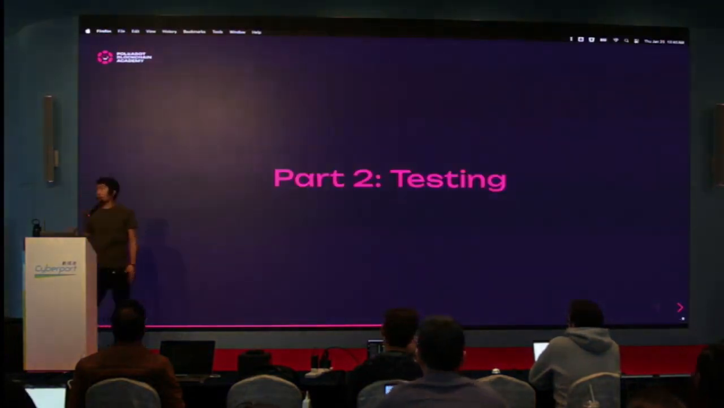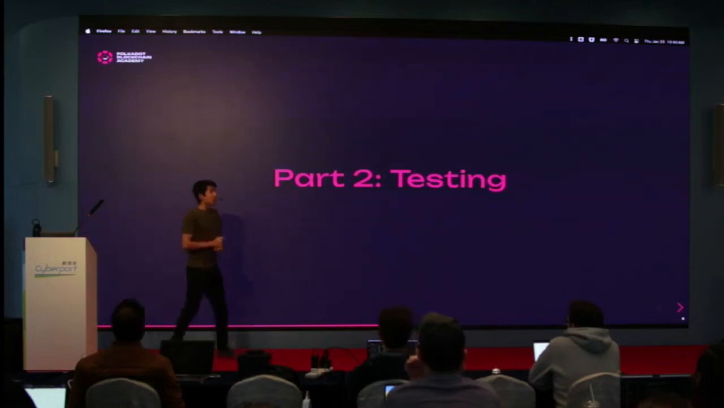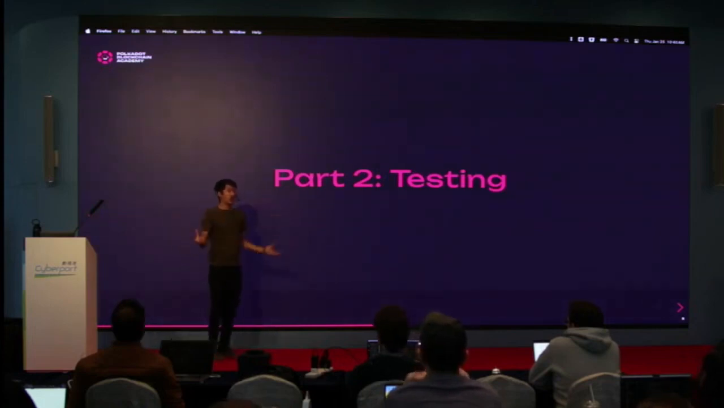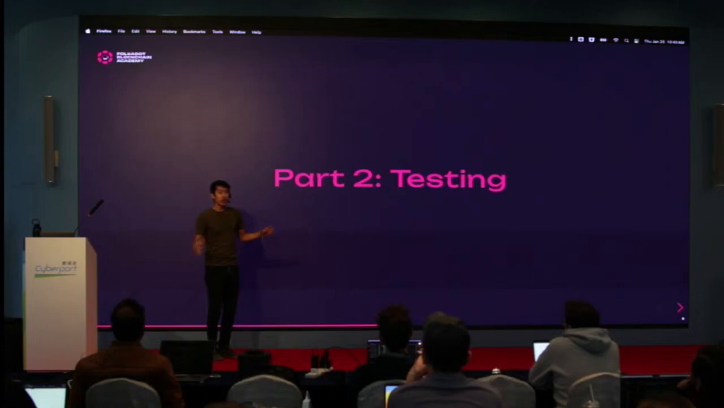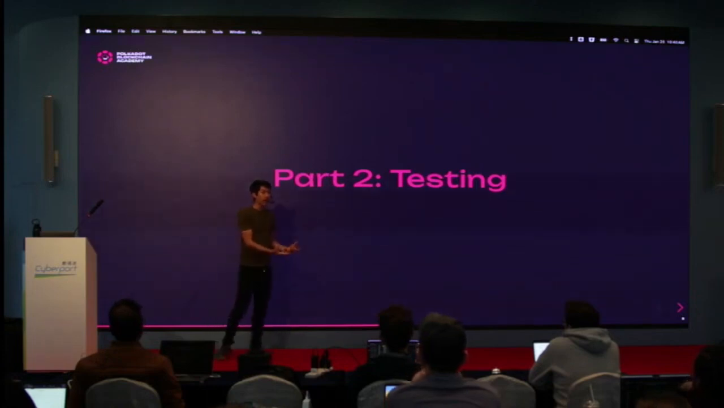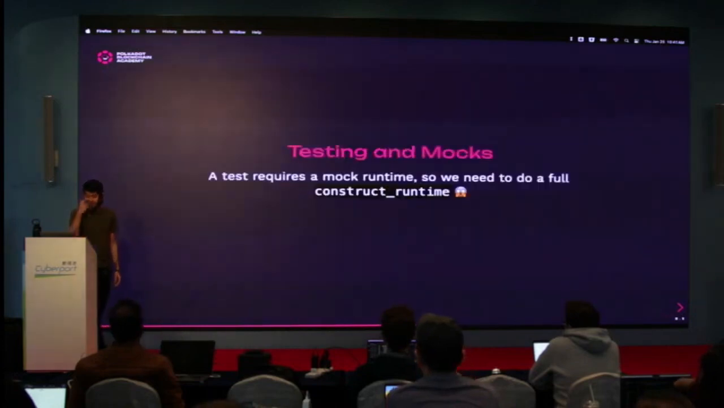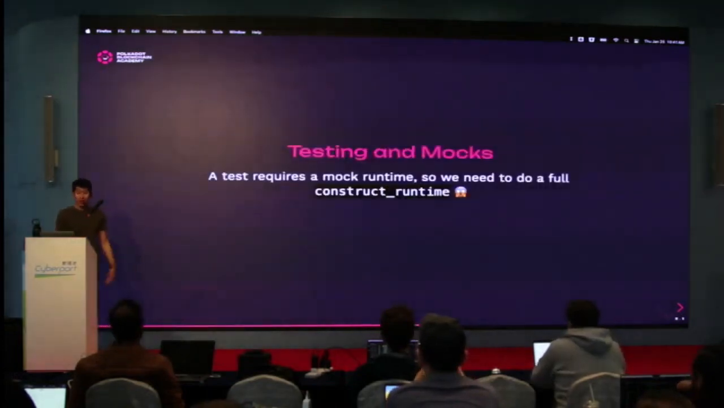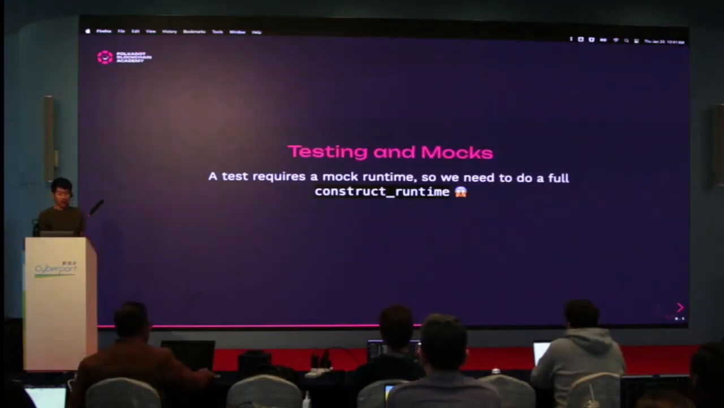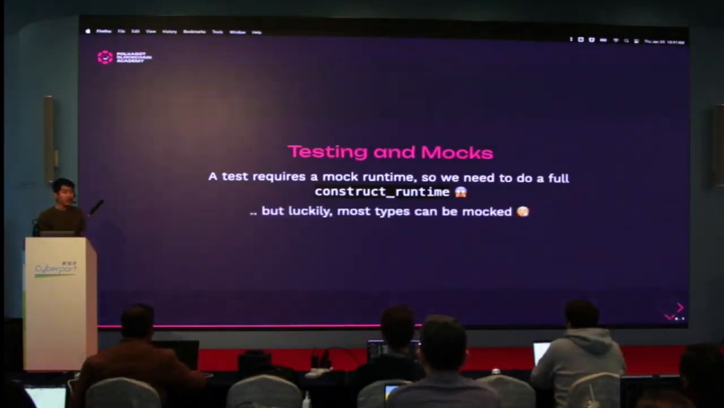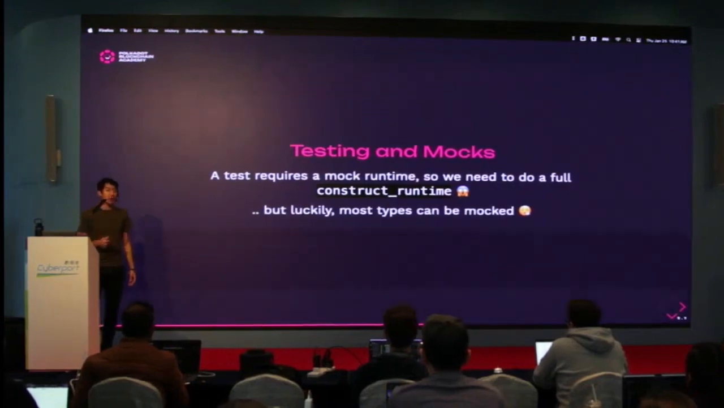Okay, so now we're going to go into testing, okay? So now we have an idea of how to construct a runtime. Testing is all about constructing a mock runtime and then running unit tests against it, okay? So a test requires a mock runtime, so we do a full construct runtime inside of the mock. But luckily, most types can themselves be mocked very simply.